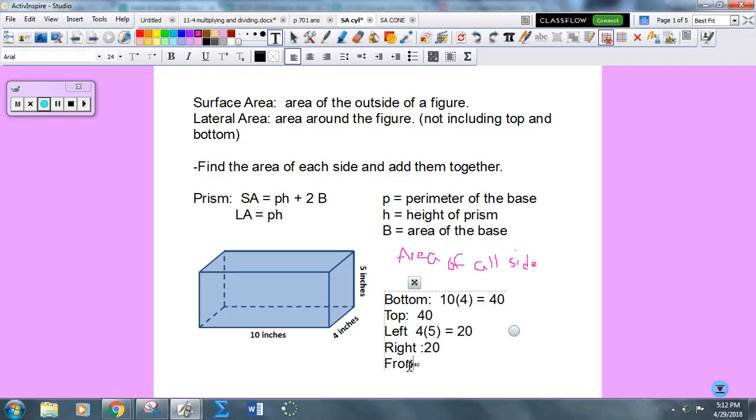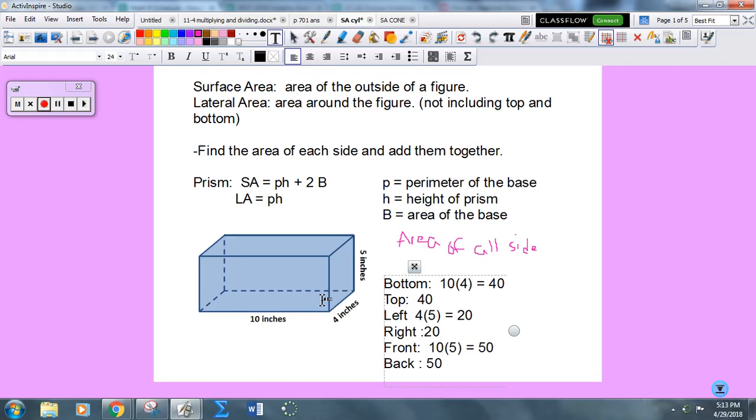I now need to do the front, which is 10 by 5, which equals 50. And then the back is exactly the same, so that's also 50. So my surface area equals 40 plus 40 plus 20 plus 20 plus 50 plus 50, which equals 220 inches squared. Area is always square inches.